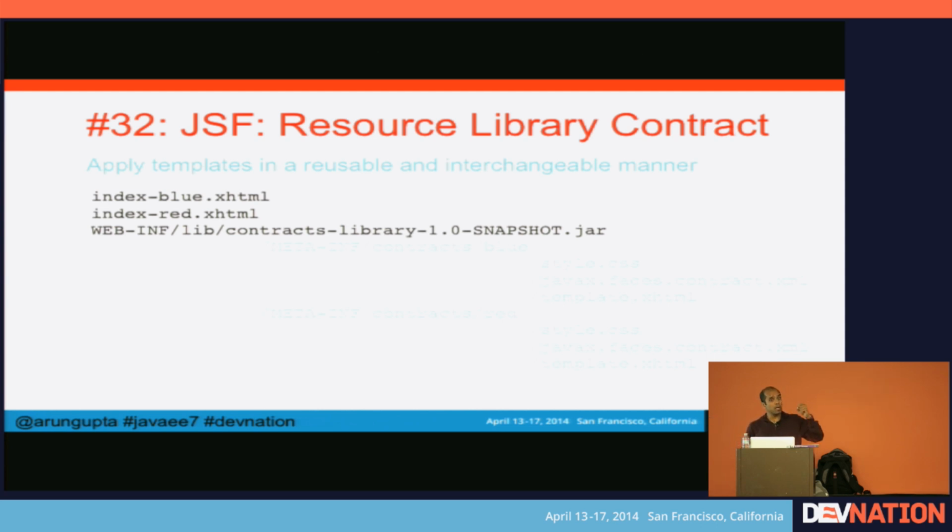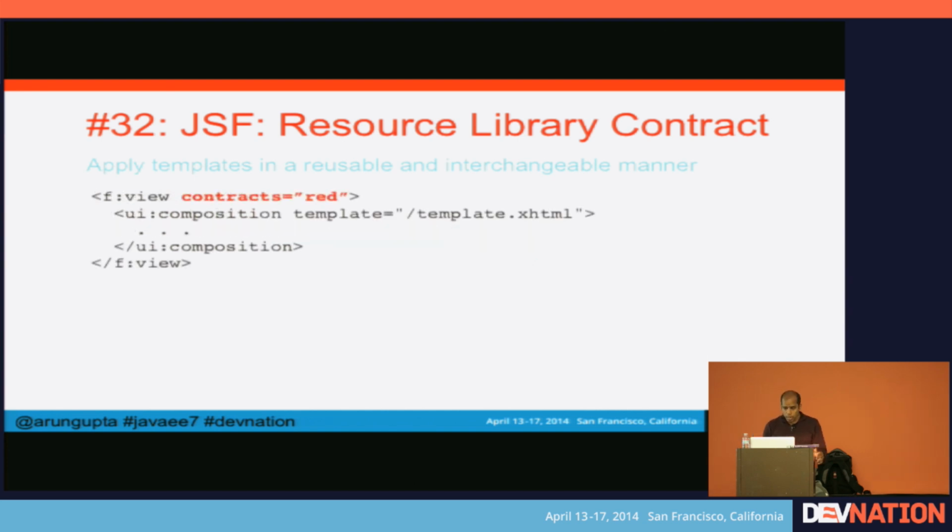You can go a step forward. You can say, I have an app server wide library directory. I'm going to drop these contracts in there, and it'll get resolved appropriately. So in my XHTML page, basically, all I'm going to say is, this is within a view tag, and I'm going to specify the contracts as red. Okay.